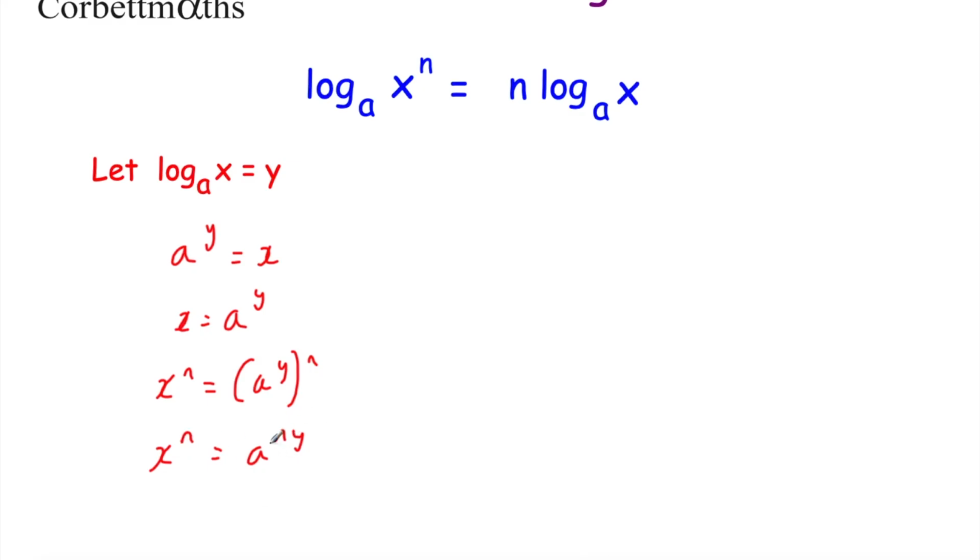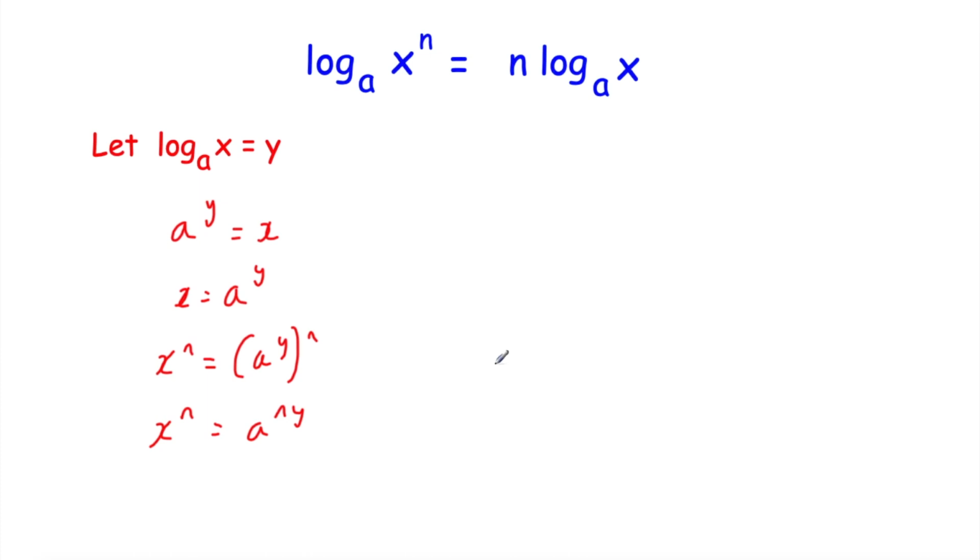Now here we've got a base, a power, and an answer. So I'm going to write this as a logarithm. So log, the base, well, that's a, and then the answer, that'll be x to the power of n, is equal to the power, that's ny. So we've got the base, the power, and the answer. So we've got log to base a of x to the power of n is equal to ny.